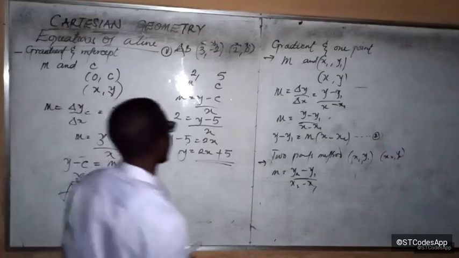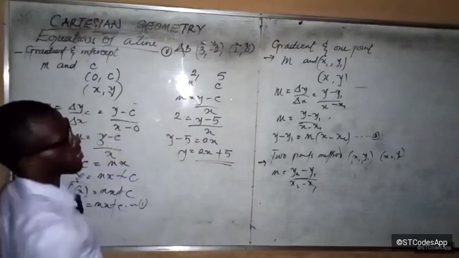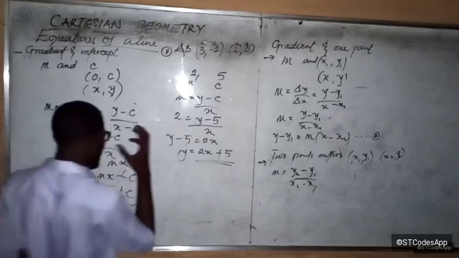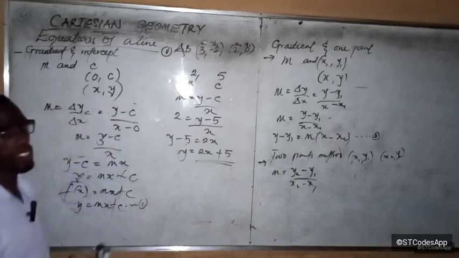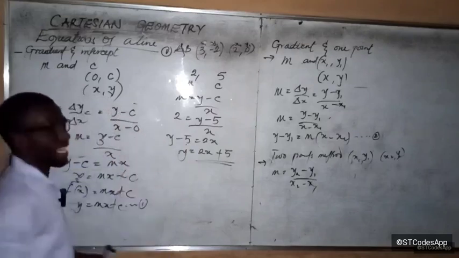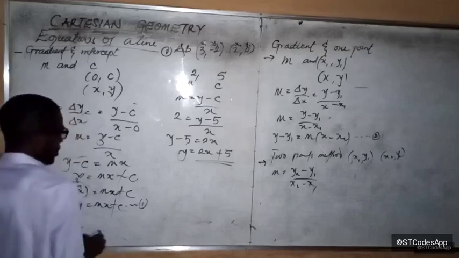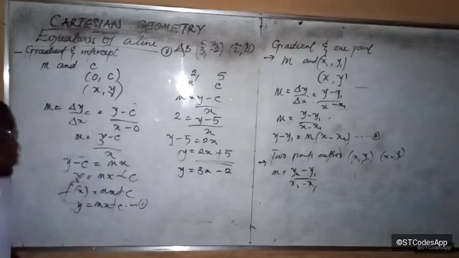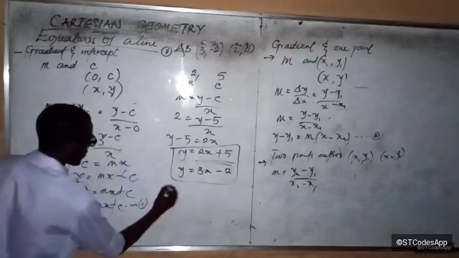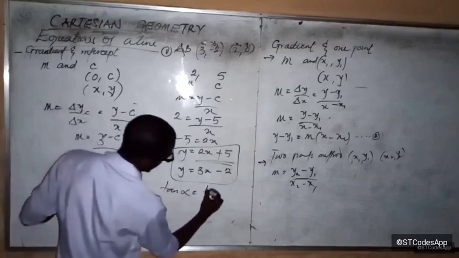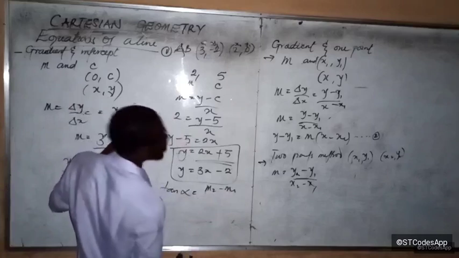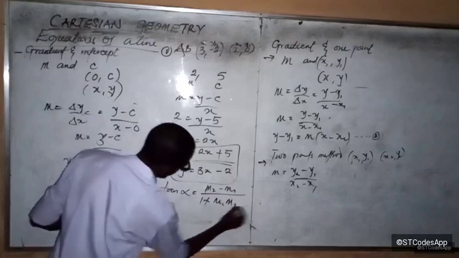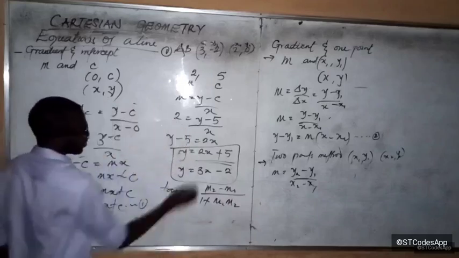So what if we are told to find the angle between this line and another line, y equal to 3x minus 2? What if we are told to find the angle between these 2 lines? Remember the formula. The tan of that angle is equal to m2 minus m1 over 1 plus m1 m2. So all we have to do is find the gradients. We already know the gradient.